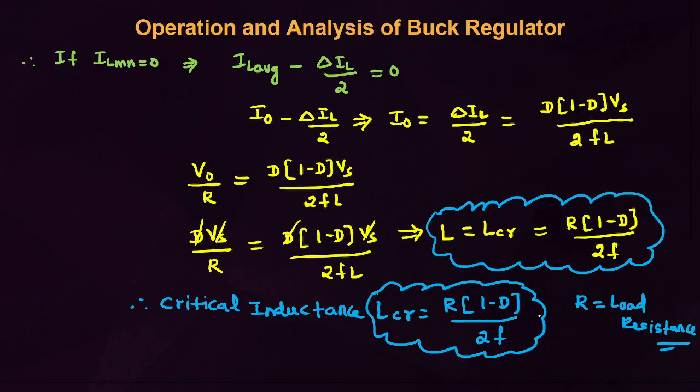Critical inductance LCR equals R into (1 minus D) by 2F, where R equals the load resistance. Sometimes the question gives the critical inductance and asks for the resistance. That type of question has already been framed in the GATE exam for 2 marks. That also you have to concentrate on.